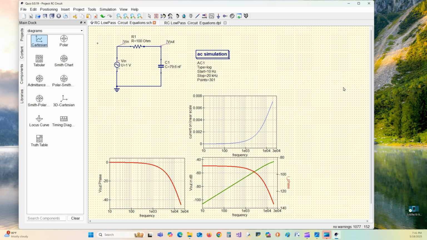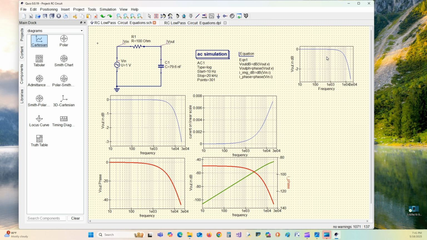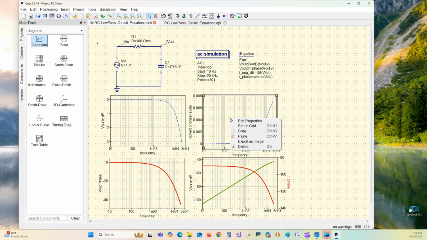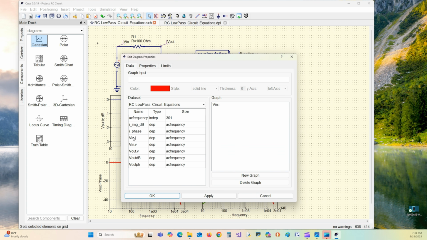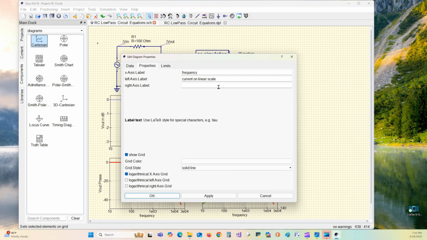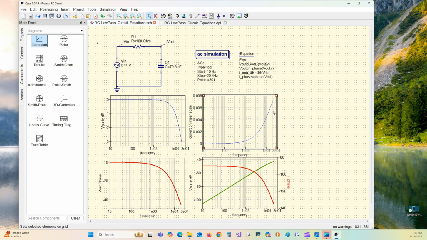I'm going to delete that because we don't need it. I didn't want to delete both of them. Okay, let's see. So I undid that. Control Z removed any errors that you might have done. So this is going to be current in the linear scale. So we look at this, and here we have VN, which we got from right over here. We just double clicked on that. It populated it into here. We come over frequency, current on a linear scale. That's what we're going to name it. And again, we show grid, solid line, logarithmic x-axis. Okay. And we get this.